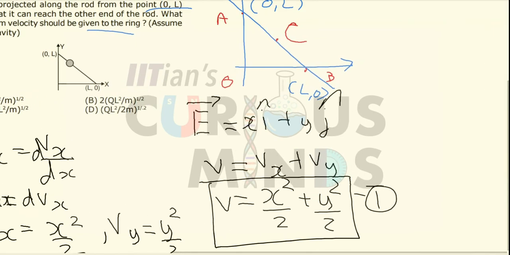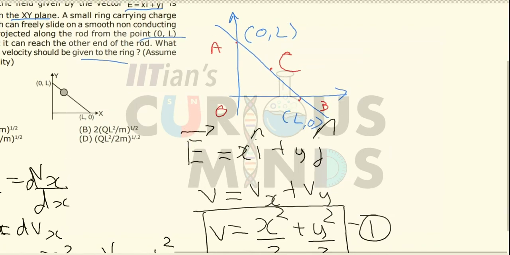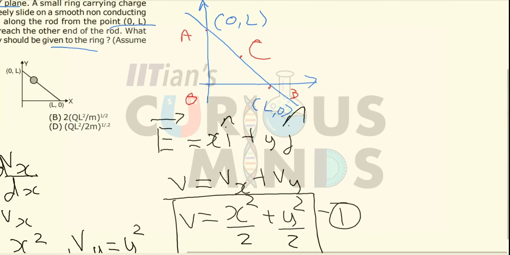Now, in order to find the minimum voltage at any point, we need to differentiate with respect to x or y. But first of all, we have to convert. There are two variables, x and y. In order to find the minimum or maximum, we have to convert it into a single variable. We have to convert x into y.